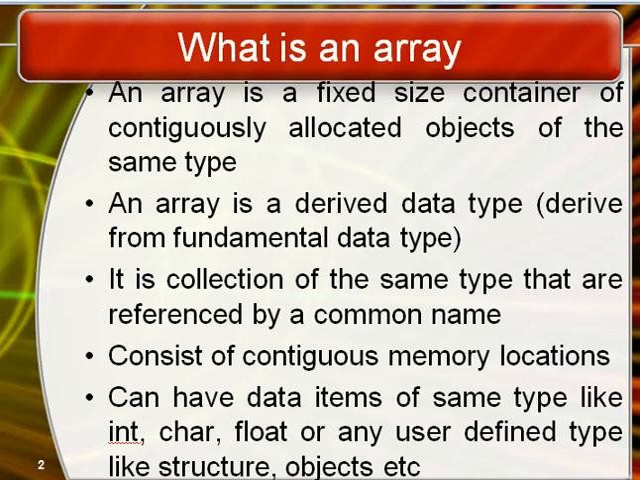Now let us discuss what an array is. An array is a fixed size container of contiguously allocated objects of the same type. An array is a derived data type that is derived from fundamental data types. It is a collection of the same type that are referenced by a common name. An array consists of contiguous memory locations. An array can have data items of the same type like int, character, float, or any other user-defined type like structure, objects, etc.